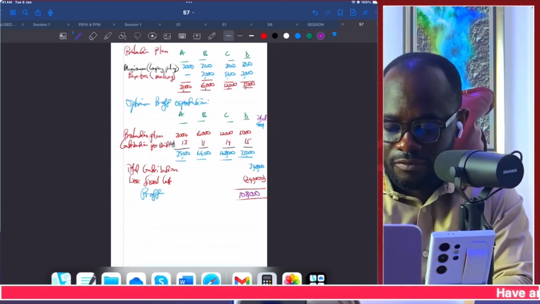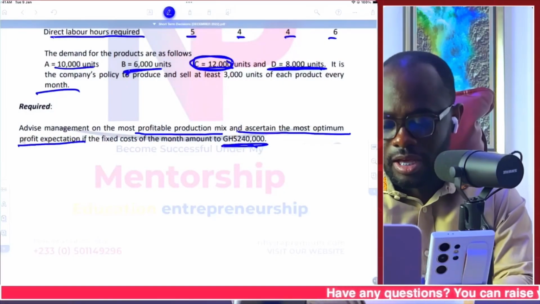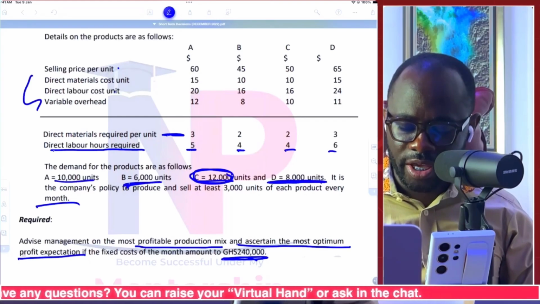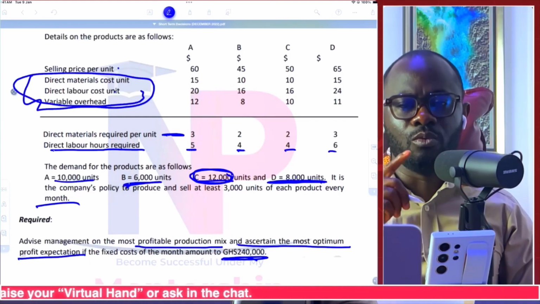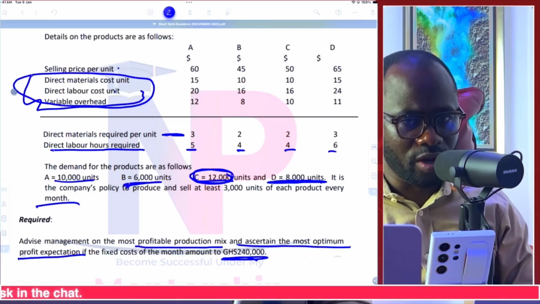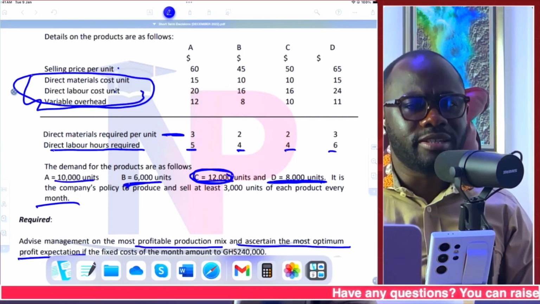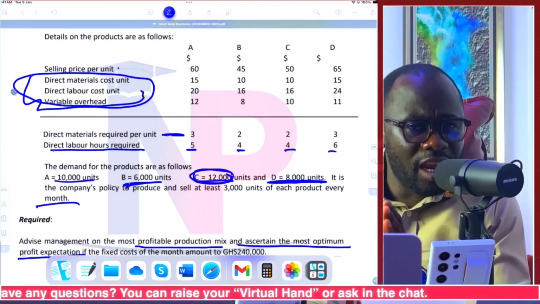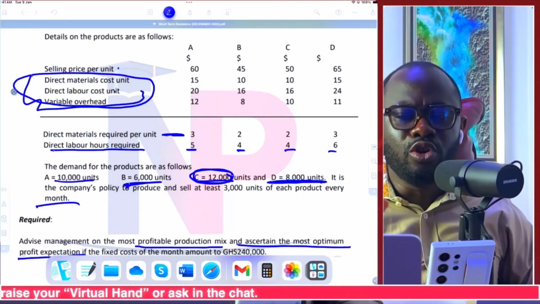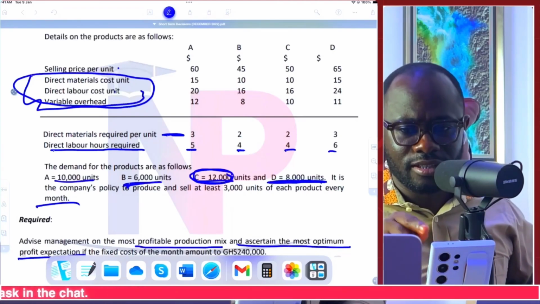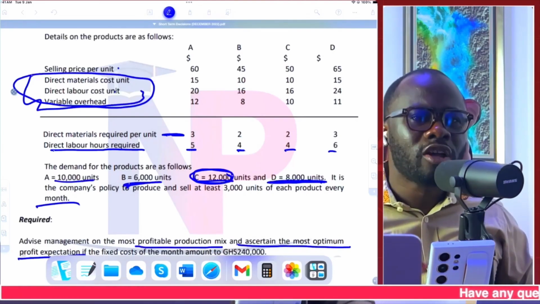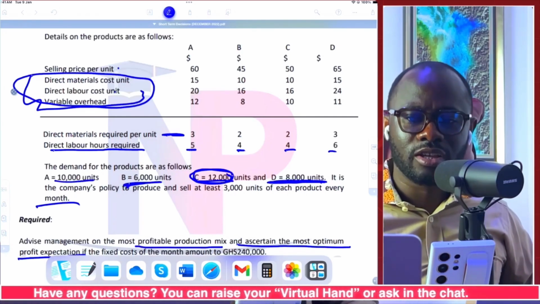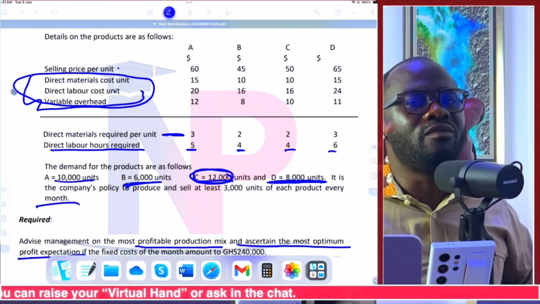Now, in this question, the fixed cost was given generically. However, there are questions where, just like how the variable costs were given per unit, we could have been given the fixed cost per unit as well. Know that fixed cost remains the same irrespective of the output level. So in the calculation of fixed cost under limiting factor analysis, we will use the production units given in the question, not the production plan that we have calculated, because fixed cost remains the same irrespective of the output level.